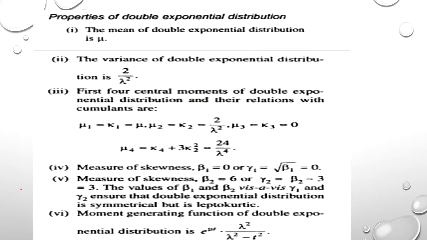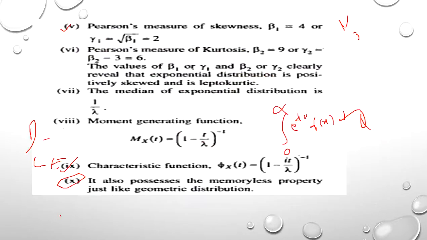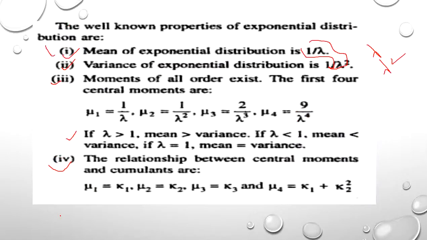Now you can see what the properties are. The mean is mu and the variance is 2 by lambda square. These are the relationships between cumulants. Here skewness is 0. It has a leptokurtic curve, and there is a moment generating function. You can refer to any book for proofs. In almost all books the proofs are available.